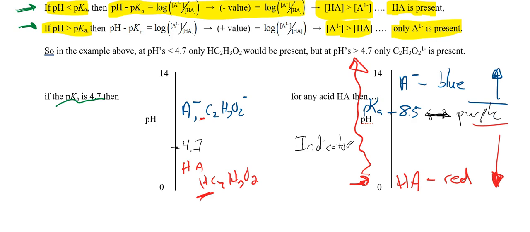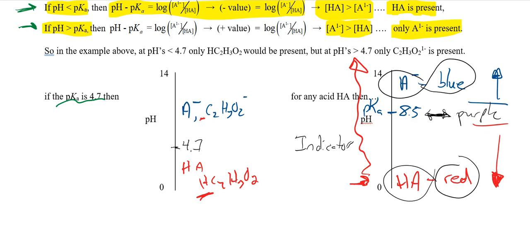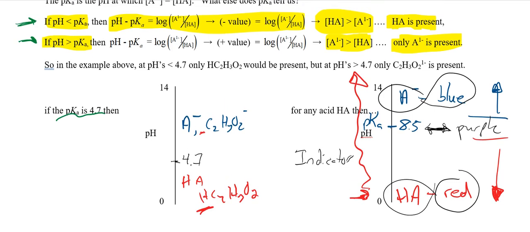How do you know it's a blending? Because we are at the pKa. The pKa is when you have the HA and the A negative, both forms in equal amounts. So if you have both red and blue in equal amounts, you would have purple. So to recap, pKa: pH less than pKa, HA is present. pH greater than pKa, base form A negative is present.